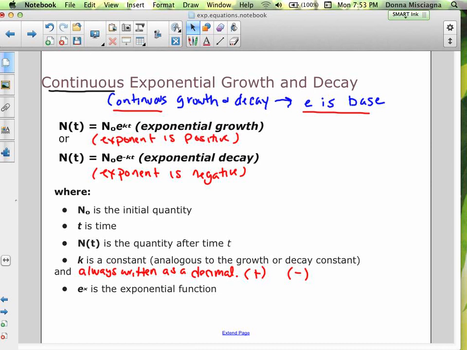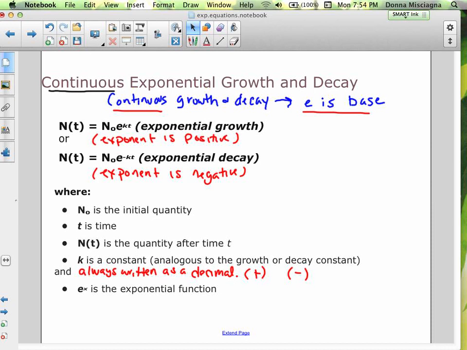So if I have N of t, I'm going to have that N with that little 0 at the bottom. That means N naught, and N naught just means your initial quantity. It's a fancy way to say initial quantity. And then we're going to have e, because e is the base for continuous exponential growth and decay. And it's going to be raised to the kt power. The k is a constant that's analogous to the growth or decay constant.